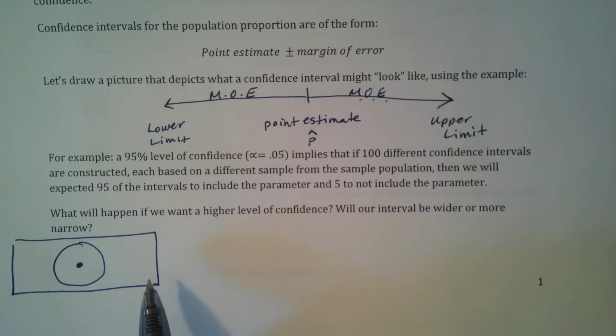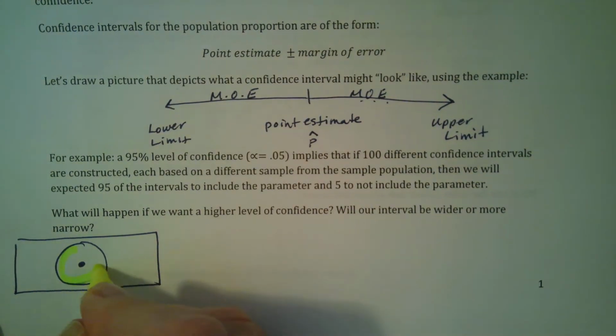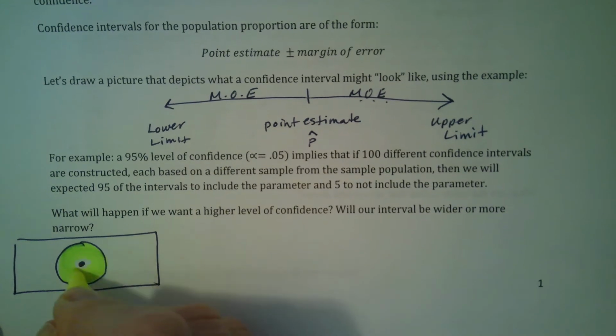Let's say you're 95% confident that you can hit the target. So I'm 95% confident I can hit anywhere inside this yellow circle.